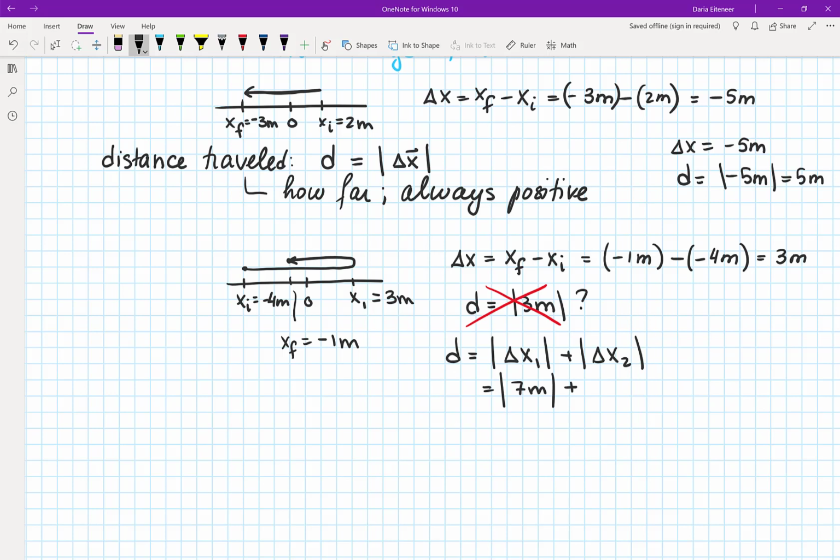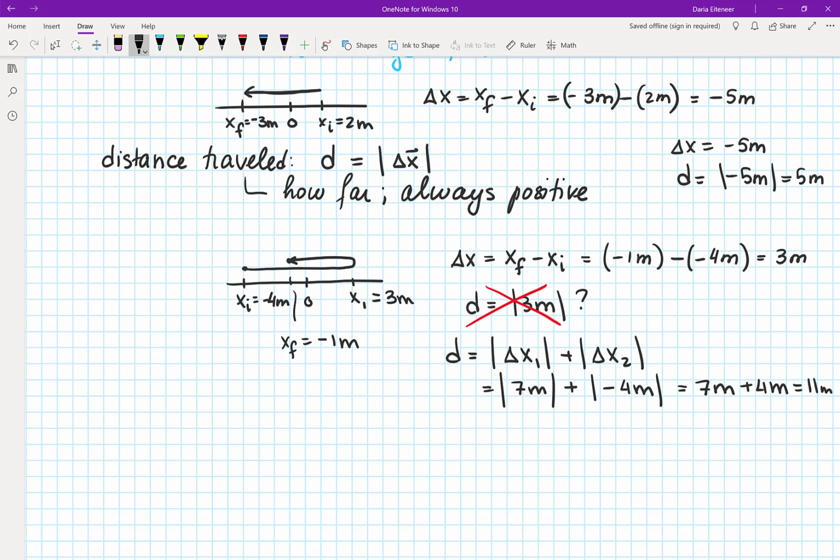Plus, and then what's the next piece there? So from 3 meters to -1 meter, displacement is -4 meters. We are taking absolute value of each piece individually. And then we get 7 meters plus 4 meters equals 11 meters.